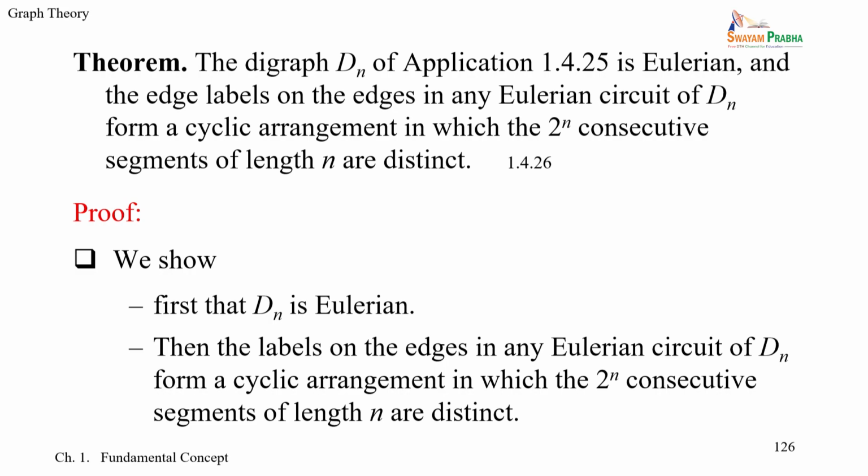So, the digraph Dn, as an application of the theorem, is Eulerian, and the edge labels of any Eulerian circuit in Dn form a cyclic arrangement in which the 2 power n consecutive segments of length n are distinct. We show first that Dn is Eulerian, and that the labels on the edges in any Eulerian circuit of Dn form a cyclic arrangement in which 2 power n consecutive segments of length n are distinct.